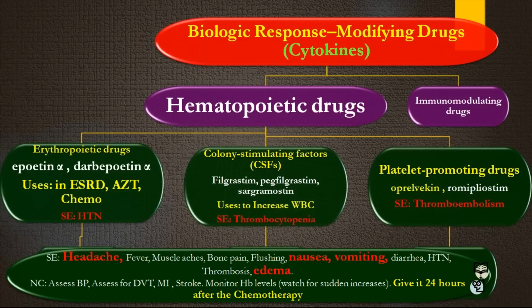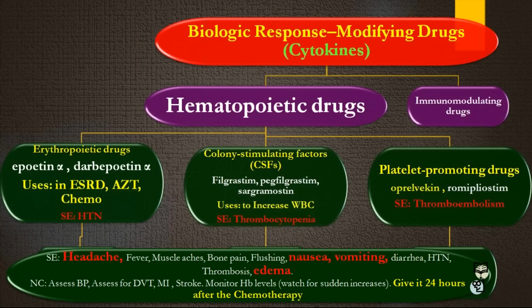Epoetin, sometimes called EPO, or darbepoetin are used to increase the levels of red blood cells. For the white cells, the prototype is filgrastim, which is used to increase all the lines of white cells. And we have oprelvekin. You need to be familiar with this name, which increases the levels of platelets.